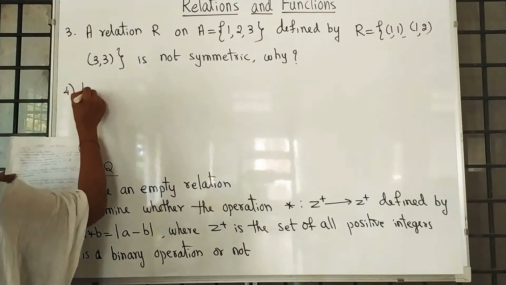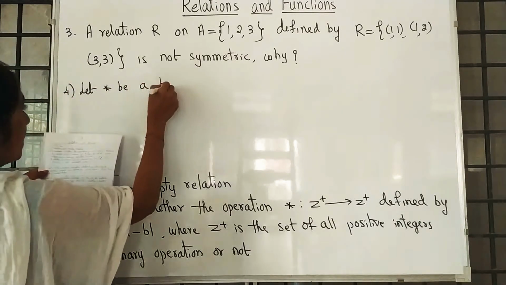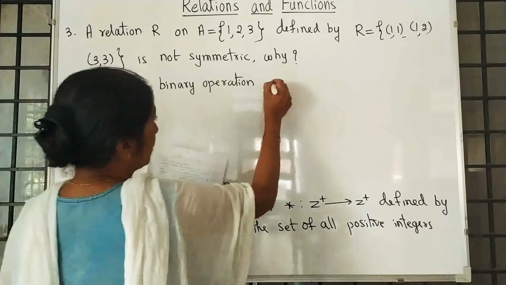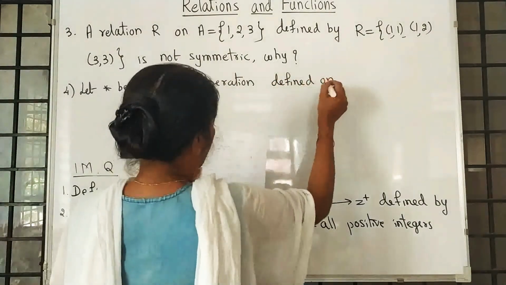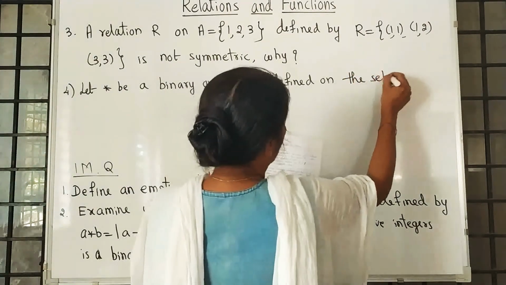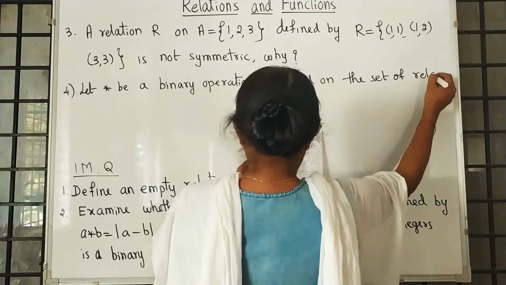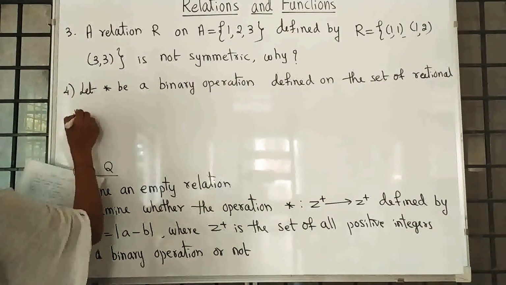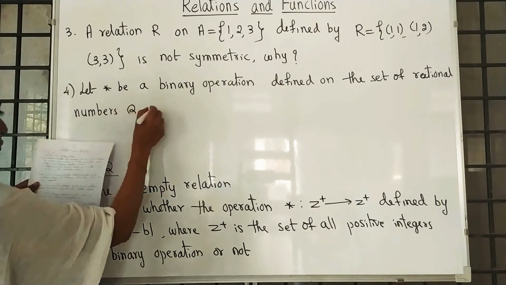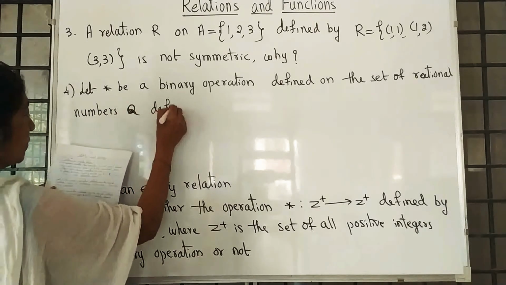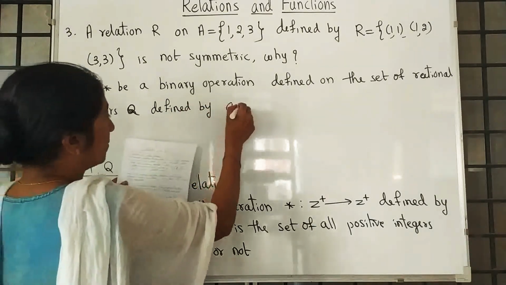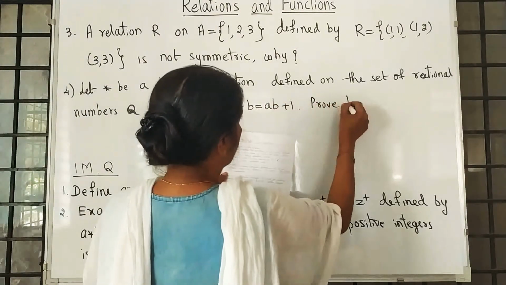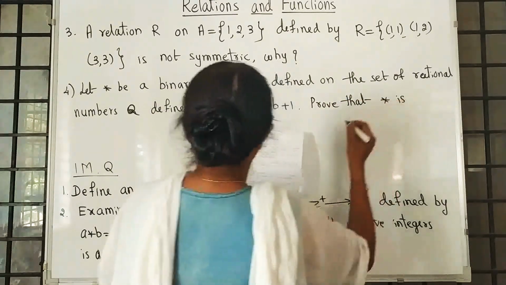Next, fourth one. Let star be a binary operation defined on the set of rational numbers Q, defined by a star b is equal to ab plus 1. Prove that star is commutative.